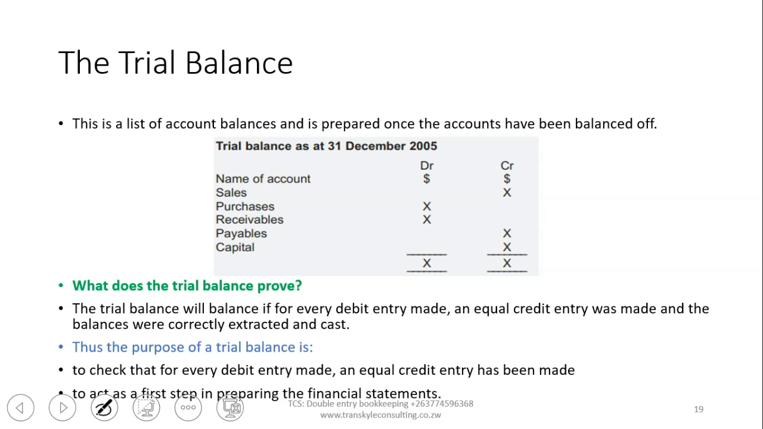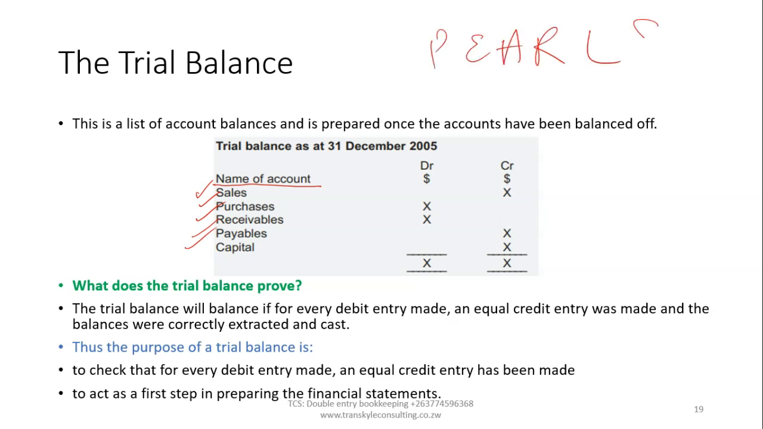Okay, so a trial balance looks like this. We've got a trial balance title, as at 31st December 2005. We've got the name of the account, for example, sales, purchases, receivables, payables, capital. But one thing you have to notice is that the POs acronym still takes charge for you to understand the trial balance.